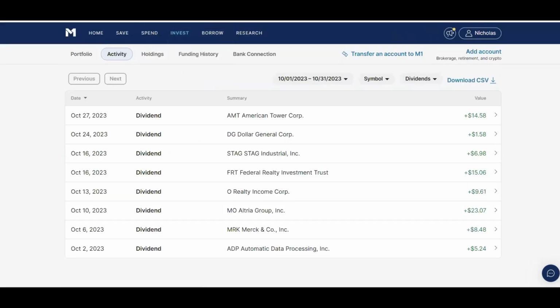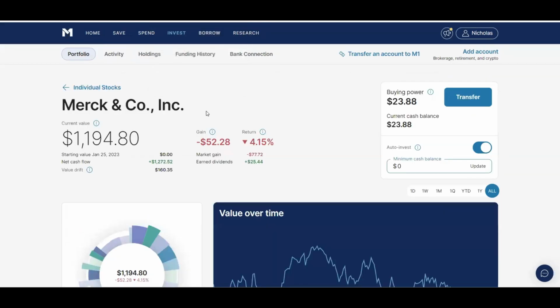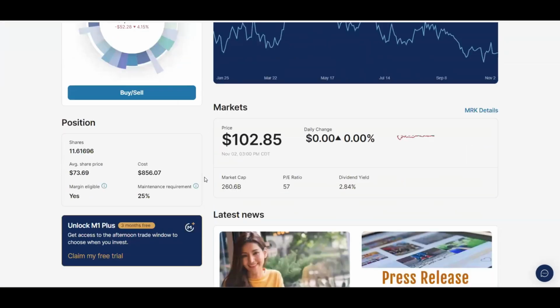So next up, on October 6th, I received $8.48 from Merck, a healthcare stock. And that puts me at $13.72 for the month. Then I have just under $1,200 in Merck, 11.61 shares, an average share price of $73.69. And I've also gained on this stock. It's currently at $102.85 with a dividend yield at 2.84%. And this stock also has a really good dividend growth rate around the 8% range.